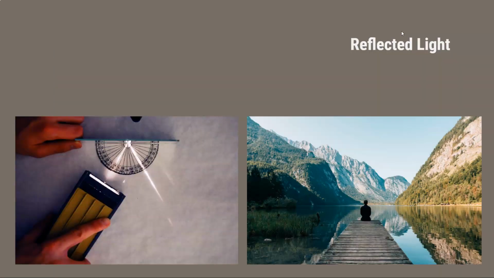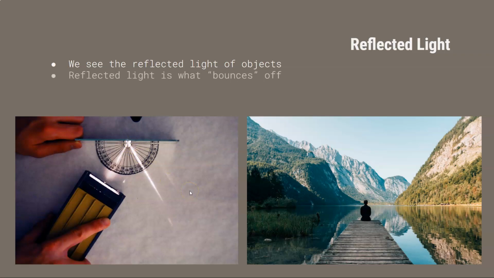So let's talk about visible light and when it is reflected. We call this reflected light, all right? We see reflected light off objects all the time. For example, in this picture, we can see a light coming in, hitting a mirror and reflecting out. You also notice that the angle it comes in at is the angle that it reflects away from this mirror at. And we're going to talk about that shortly.